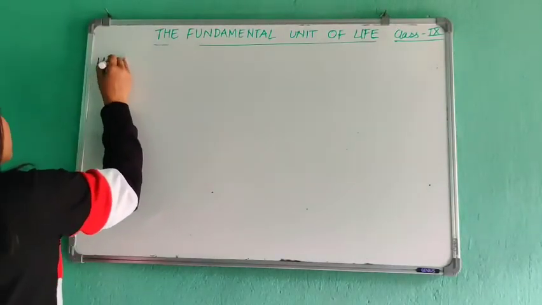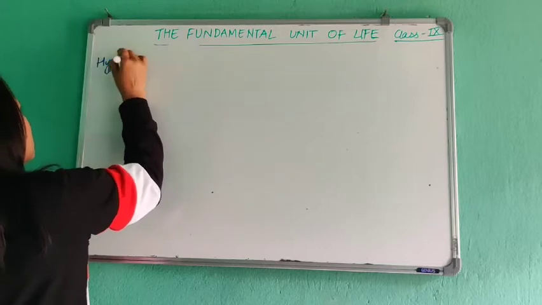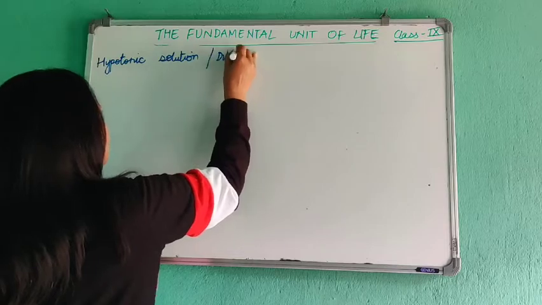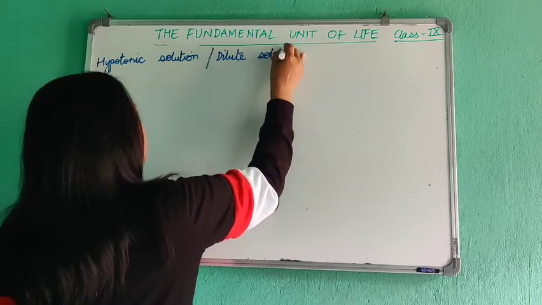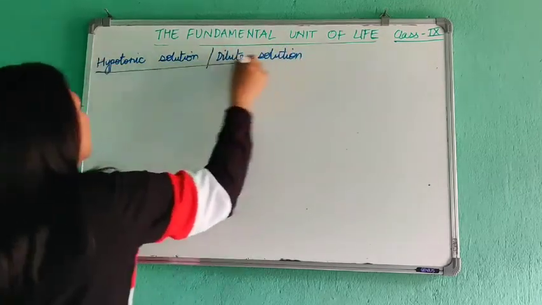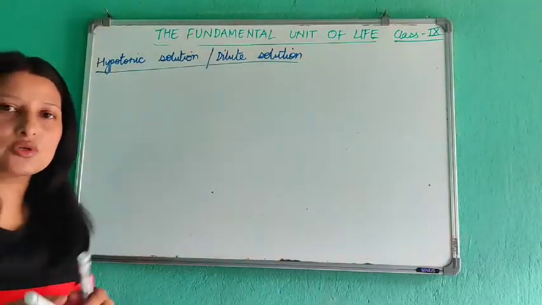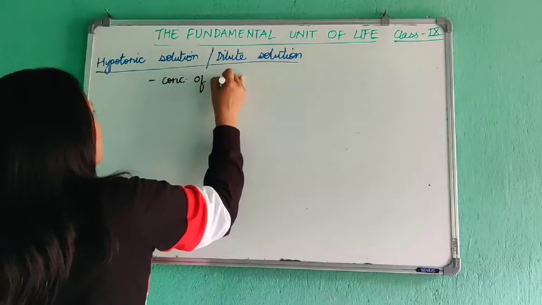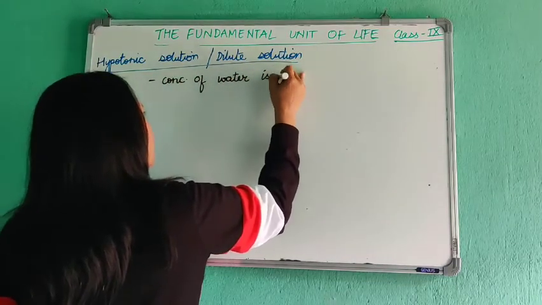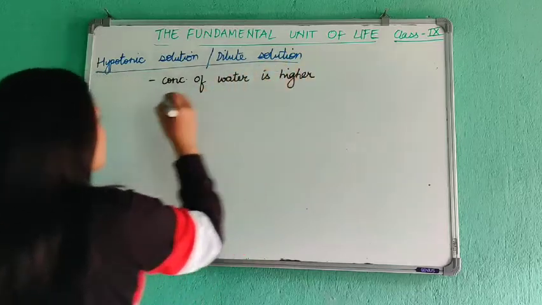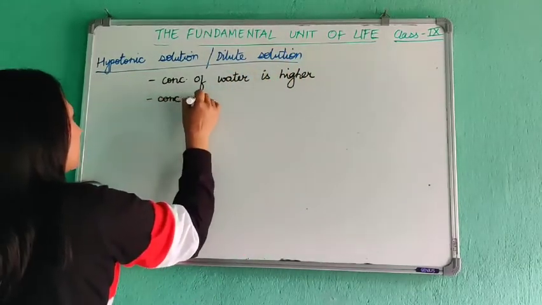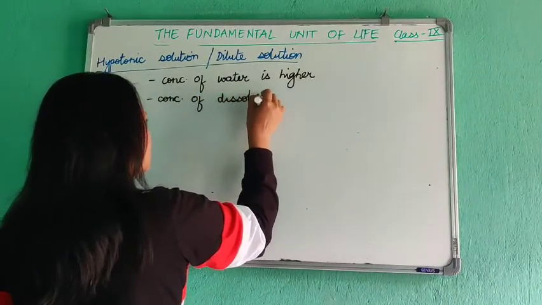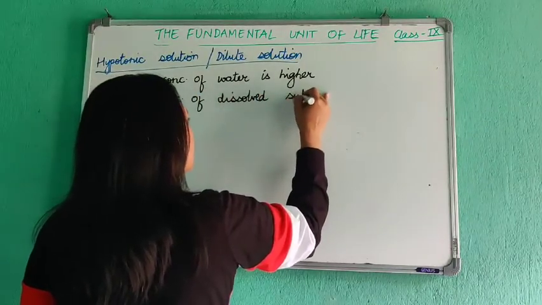First let us understand what is hypotonic solution or dilute solution. Now hypotonic solution means a solution in which the concentration of water is higher, and the concentration or the amount of dissolved substances is low.